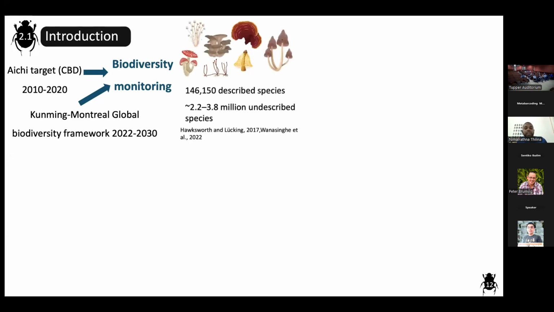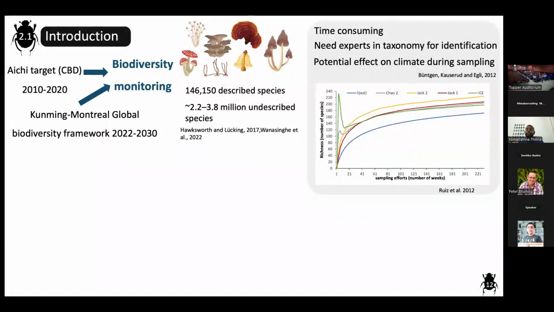However, it's tricky and difficult when it comes to taxa like fungi, because there's a huge number of species in the fungal community, and only a small fraction of the species have been described up to now. When you use conventional sampling for fungi, you go to the field, collect the fruiting bodies, and grow them on agar or other media to identify the species. That takes a long time. For example, in this study they collected samples for over 200 weeks. They were only able to get around 200 species, which is low compared with the total diversity.